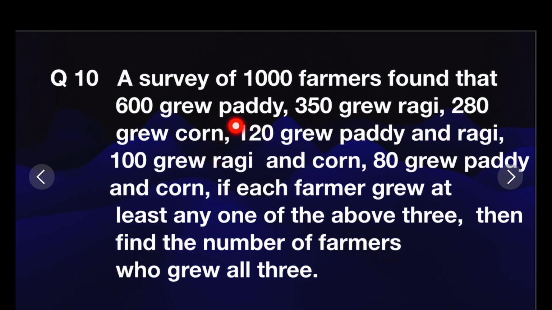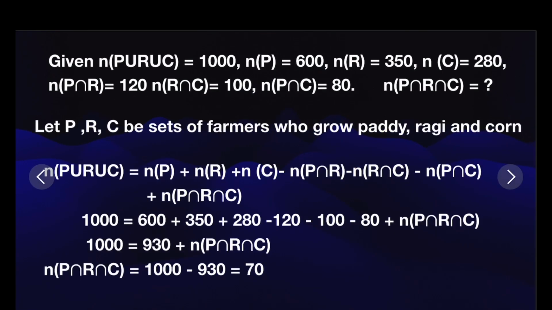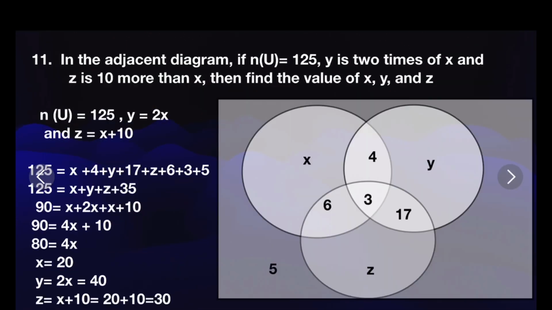So first name the sets. That is farmers who grew paddy, capital P, capital R, capital C. So the n of P union R union C is 1000. n of P is 600. n of R is 350. n of C is 280. n of P intersection R is 120. So like that, write down all these values. Then take this equation and put the values, you will get the answer.